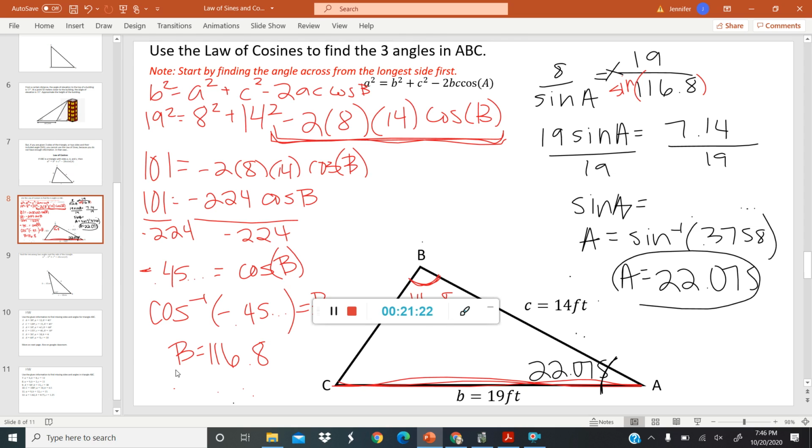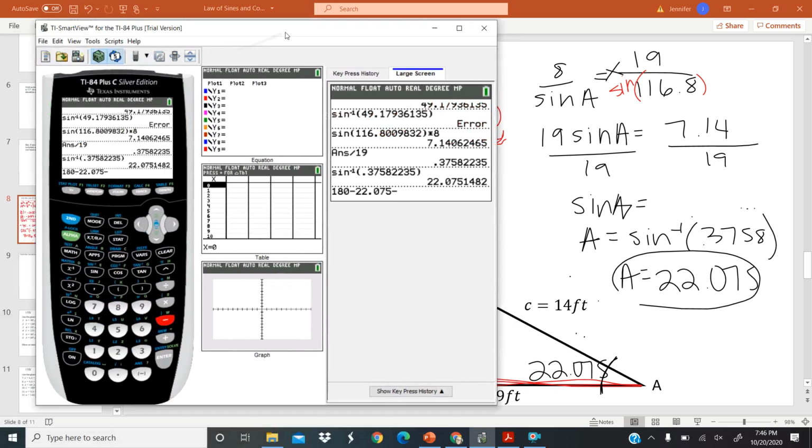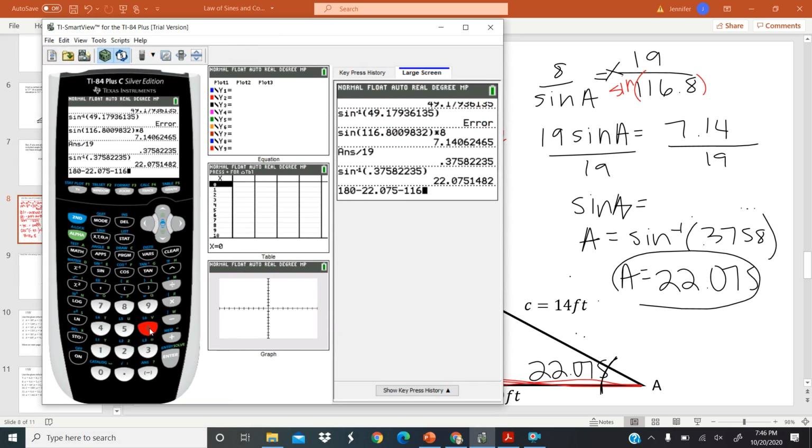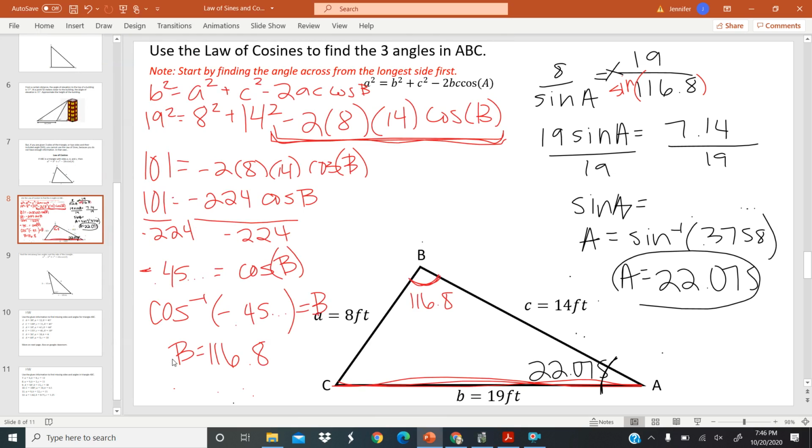And so now we have 2 out of 3 angles in our triangle. So to find our last angle, all we have to do is subtract out the first 2 from 180. So we would have 180 minus 22.075 that we just found, and then minus the 116.8 that we had earlier. And our last angle would be 41.125 degrees.